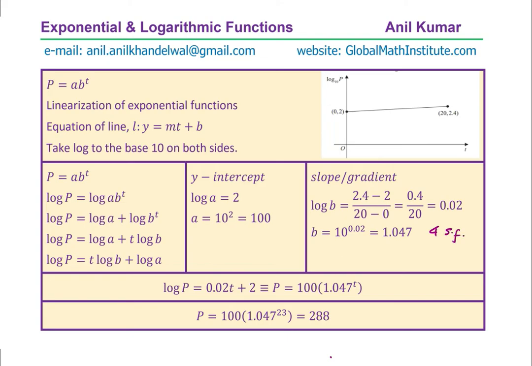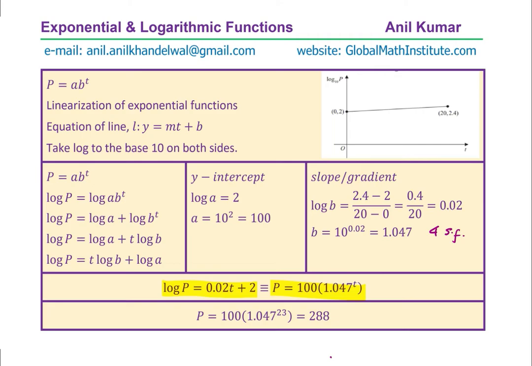So that gives us the equation. So we could write the equation in logarithmic form and also in exponential form. In the log form, the equation will be log p equals 0.02t plus 2. And in exponential form, the same equation can be written as p, the population of red squirrel, equals 100, the initially introduced, times 1.047 to the power of t, where 1.047 is the rate at which their numbers are increasing.